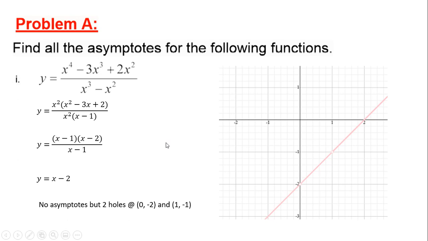So here's my graph. This graph is just a line. And you can see it has these two little circular holes in them, one at the 1, minus 1 and one at the 0, minus 2. And I've labeled them both for you to be able to clearly see them. So no asymptotes, just holes.